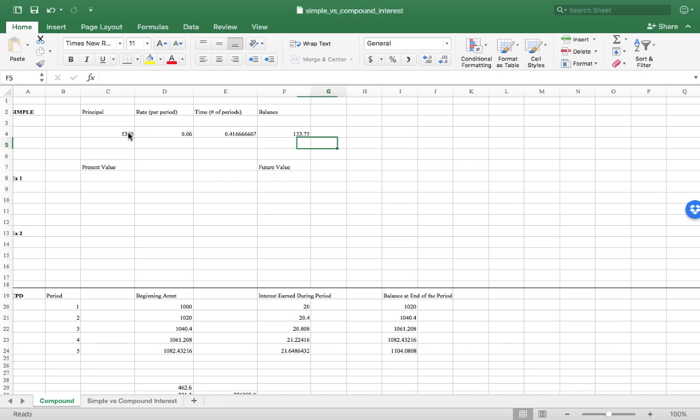the interest earned, and then the future value, or the amount we have to pay back, would be the principal plus whatever interest we earned.